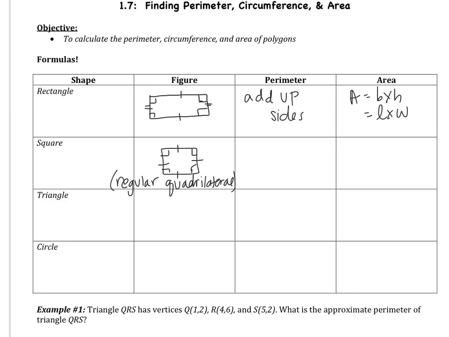So for a square, for the perimeter, again, you just add up the sides. For area of a square, you can do base times height, you can do length times width. But what's important is the base and the height are the same in a square. The length and the width are the same. So it really ends up just being one of the sides squared.